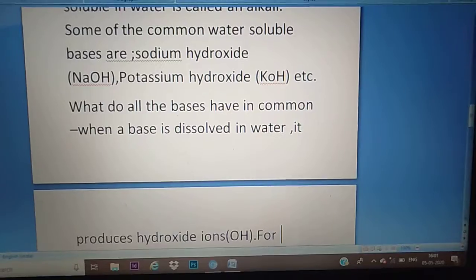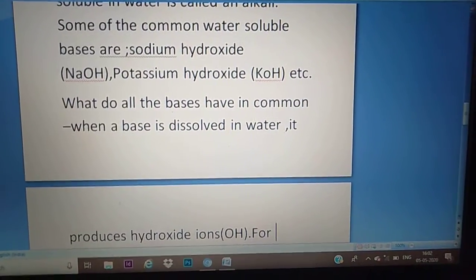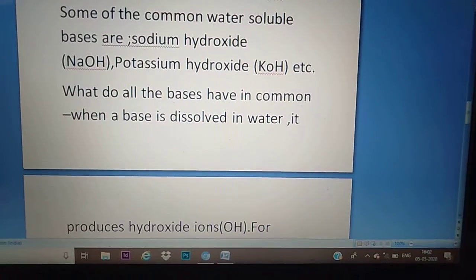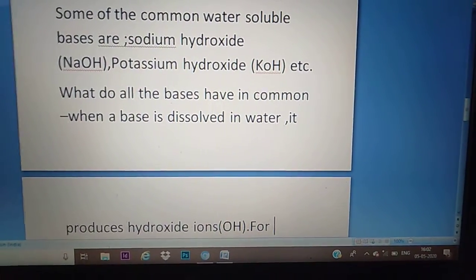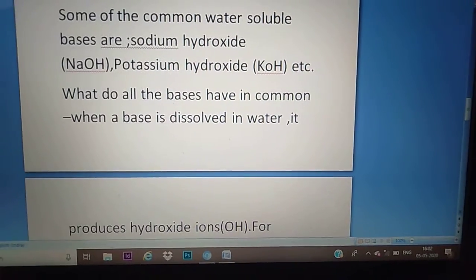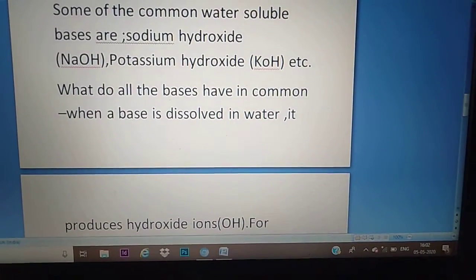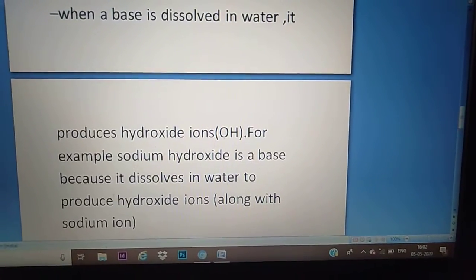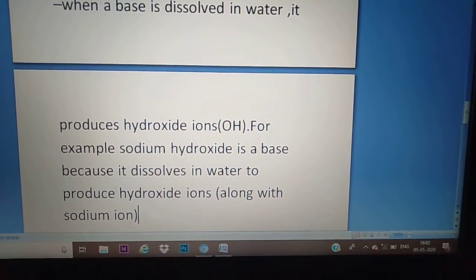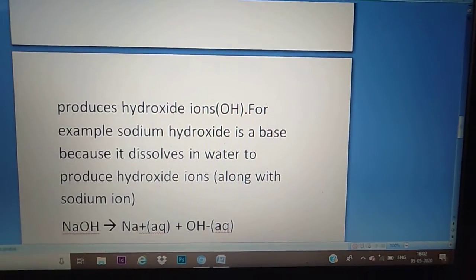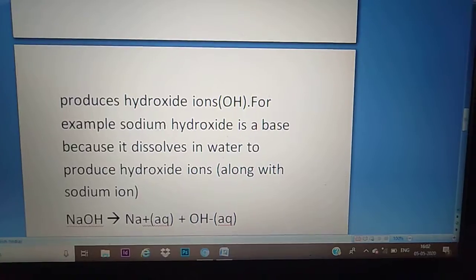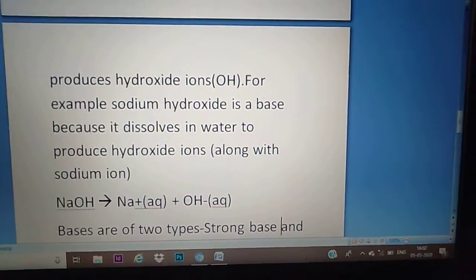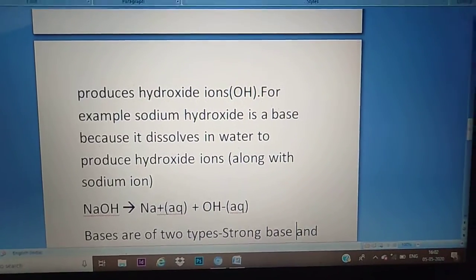Now what do all the bases have in common? That means what do all the bases contain? When a base is dissolved in water, it always produces hydroxide ions, that means OH minus ions. As an acid dissolves, it dissociates into H plus ions. In a similar way, a base dissociates and forms hydroxide ions. Suppose sodium hydroxide dissolves in water, then it produces sodium ions and hydroxide ions.